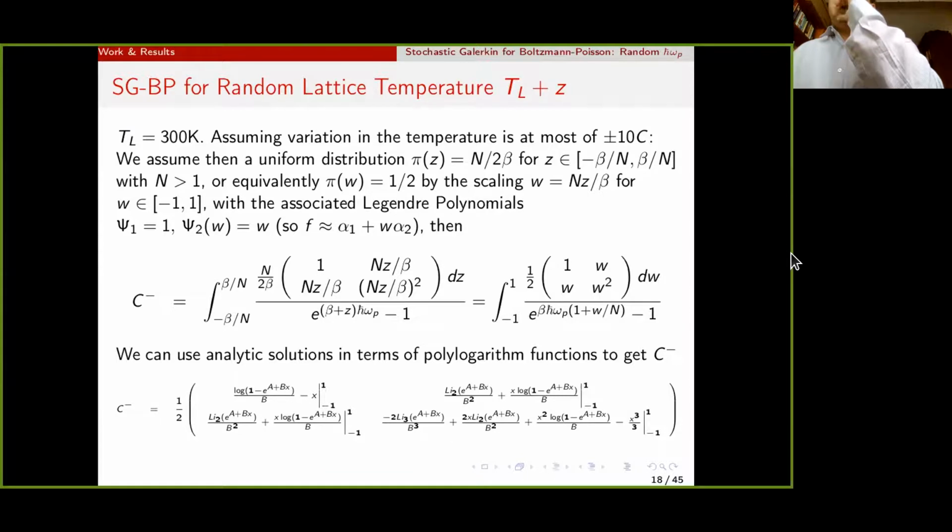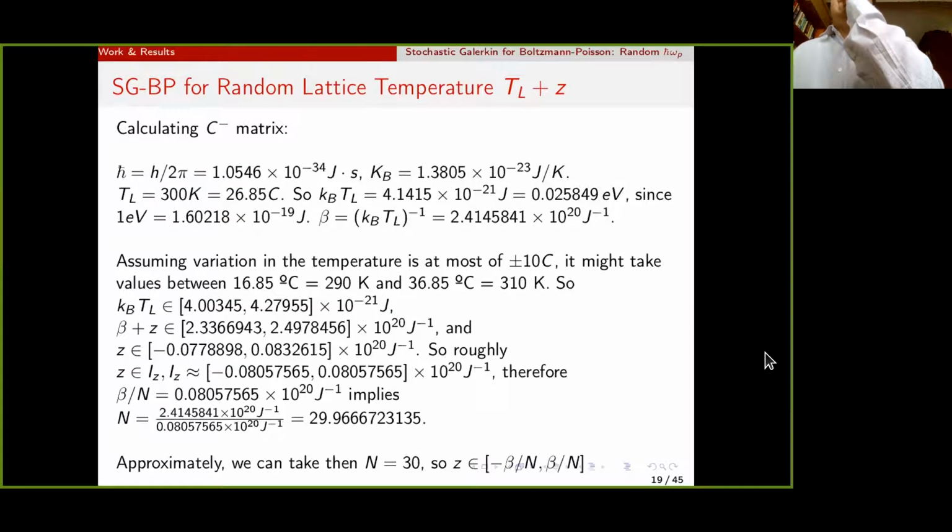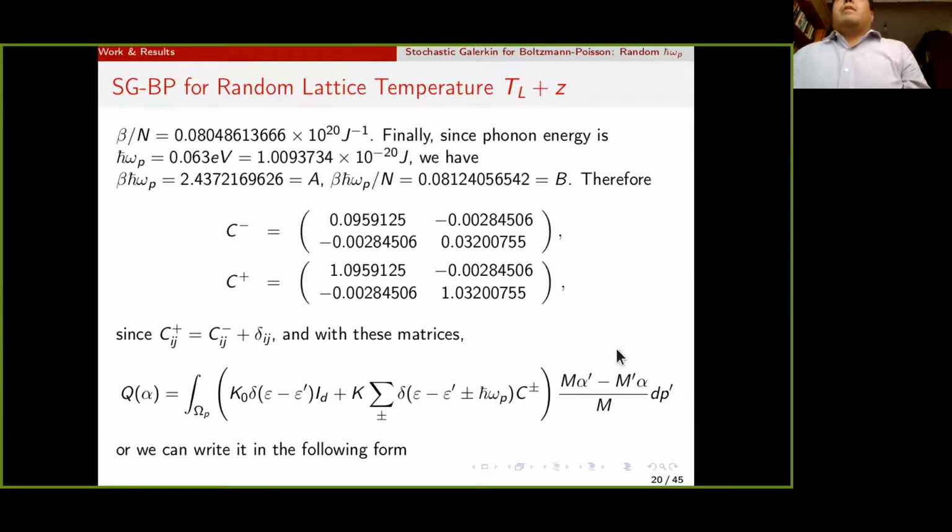And you have the C matrix that appeared, which is going to give you the Q. If you were to solve this, you are going to get polylogarithmic functions. And for the calculation of the C matrix, you simply have to use your physical parameters, Planck's constant, etc., estimating the variations of plus minus 10 Celsius degrees. What you estimate is that n has to be of the order of 30. And once you do that, you calculate the matrices, which are of low magnitude in a way. But the structure that I want to present, this is what you would expect typically, right? You have your new matrix terms and then the exchange, etc.